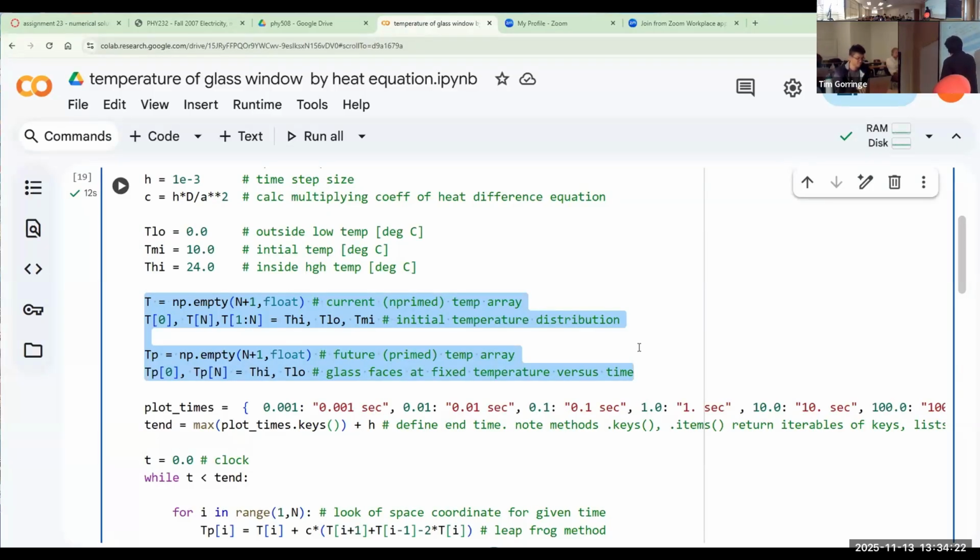The cold temperature on the outside of the pane and the warm temperature on the inside of the pane are not going to change. We already know what they are for the future time. So I'm assigning these variables for the future time here.